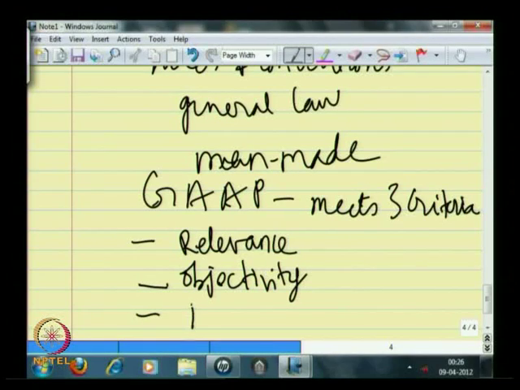The third one is feasibility. To the extent that the entire exercise of identifying, measuring, and communicating information is implementable, with no undue complexities when you are going to do this. So, to that extent, the accounting principles must ensure that there is relevance, that there is objectivity, and there is feasibility when we are trying to identify, measure, and communicate this economic information. So, the generally accepted accounting principles ensure that these three foundational pillars are not overlooked at any point of time.